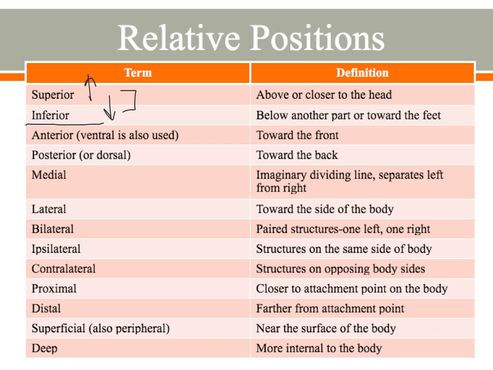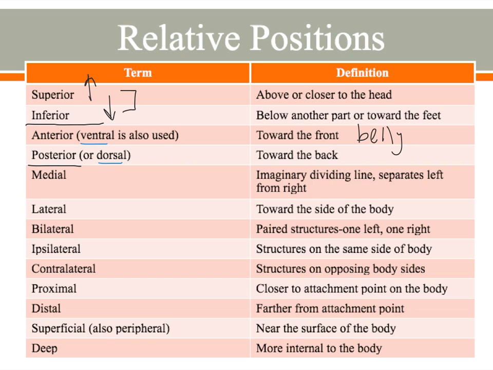The next pair of terms is anterior, which means toward the front or toward the belly, and posterior, or toward the back. On some activities that we will do, you'll see a second set of terms, ventral or dorsal. These terms usually refer more to animals, but they can be used for humans as well. Anterior and ventral are the same. Posterior and dorsal are the same.